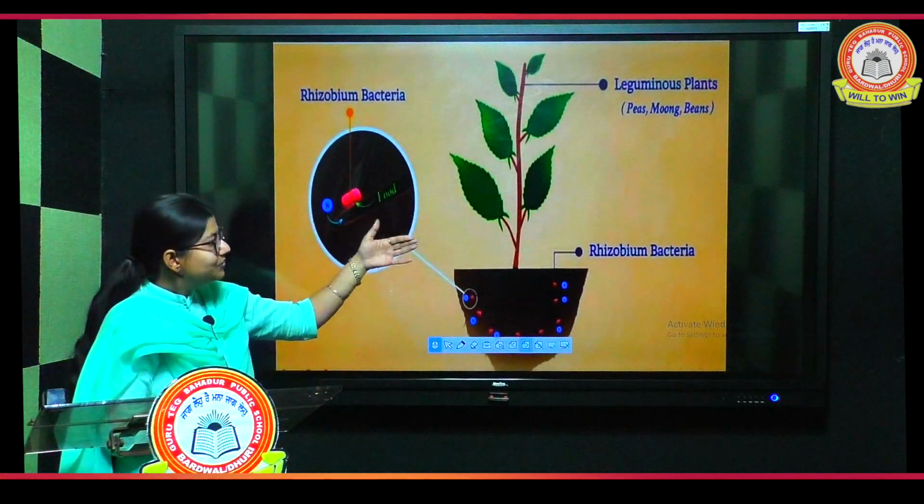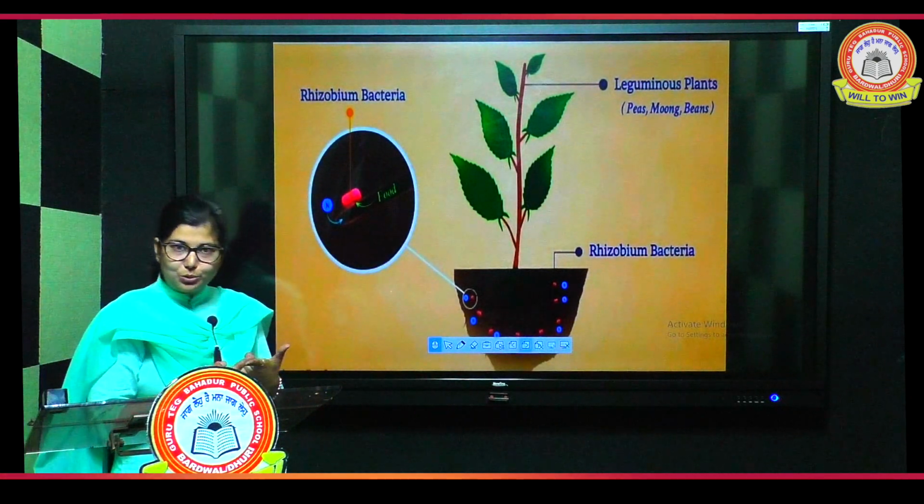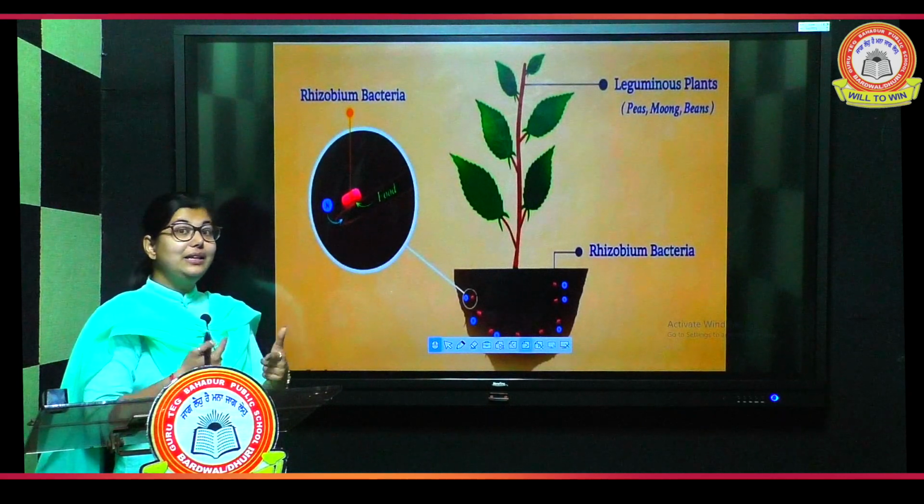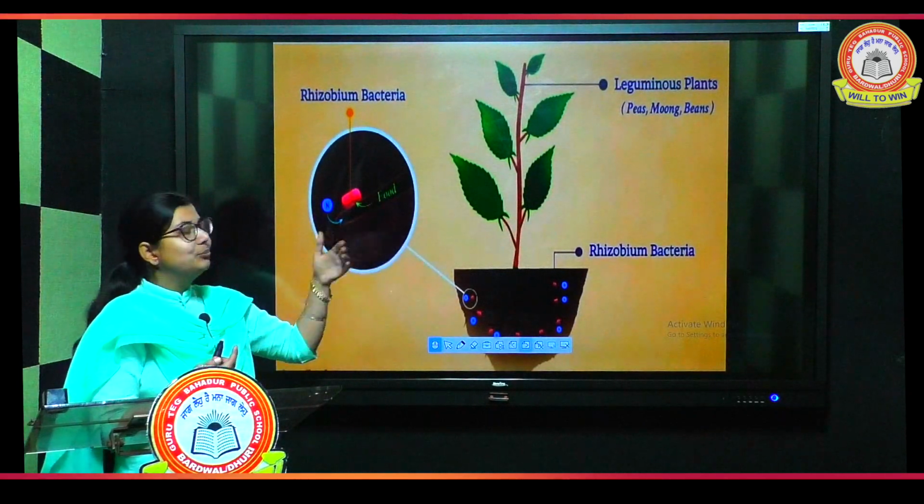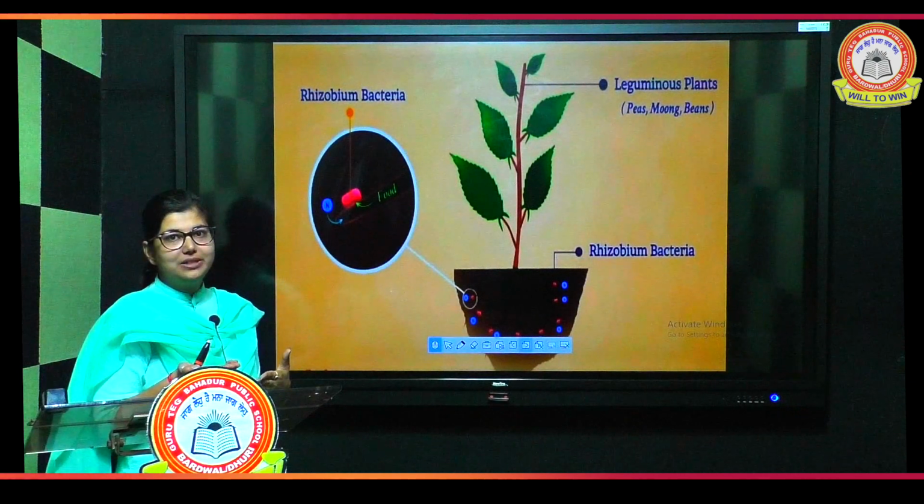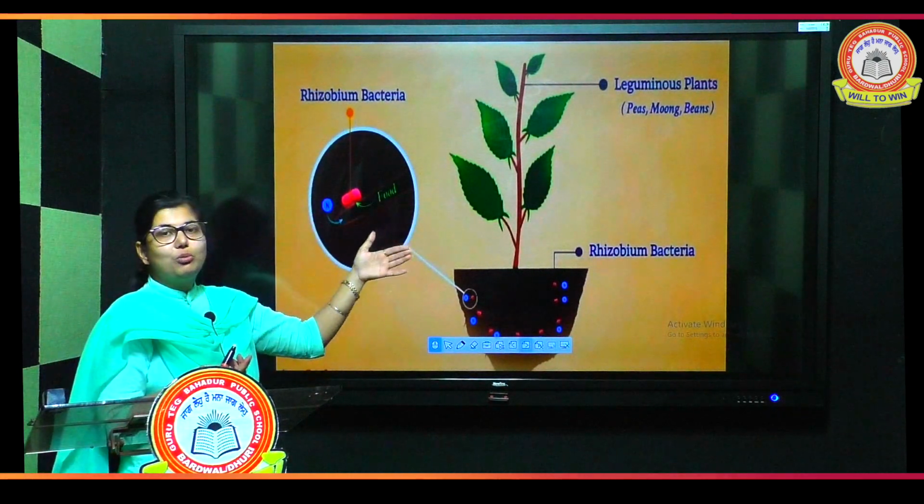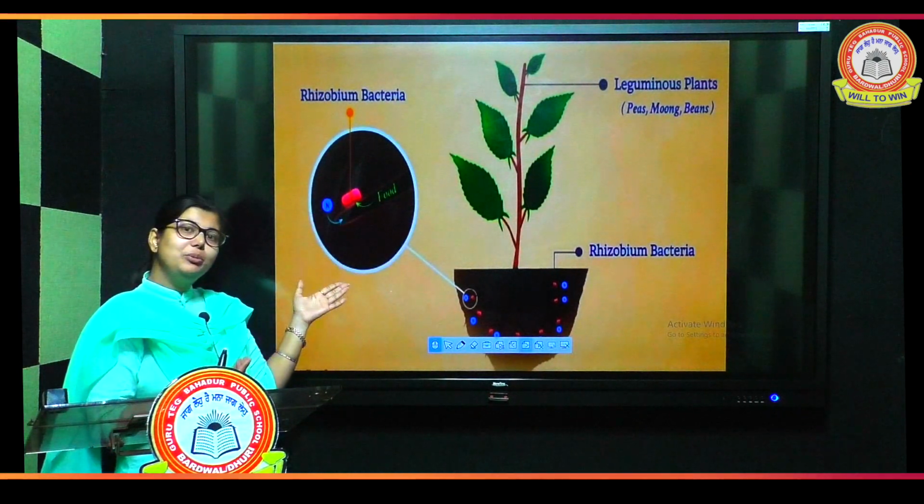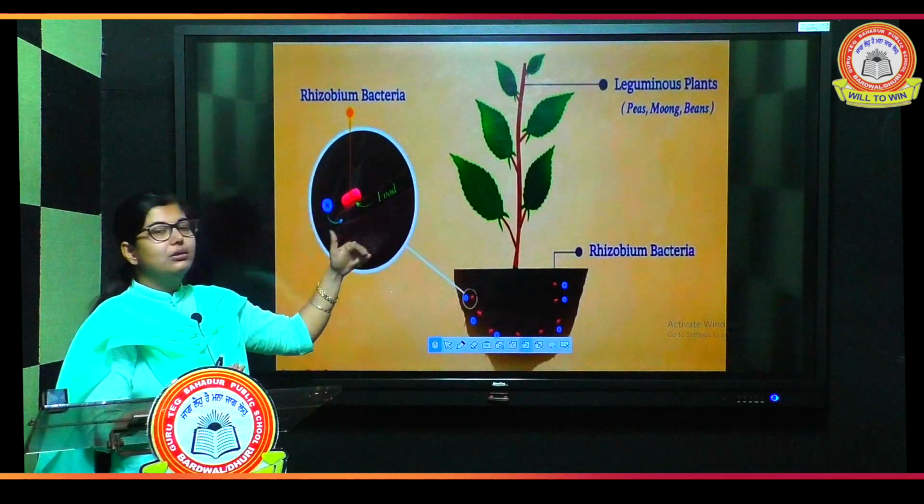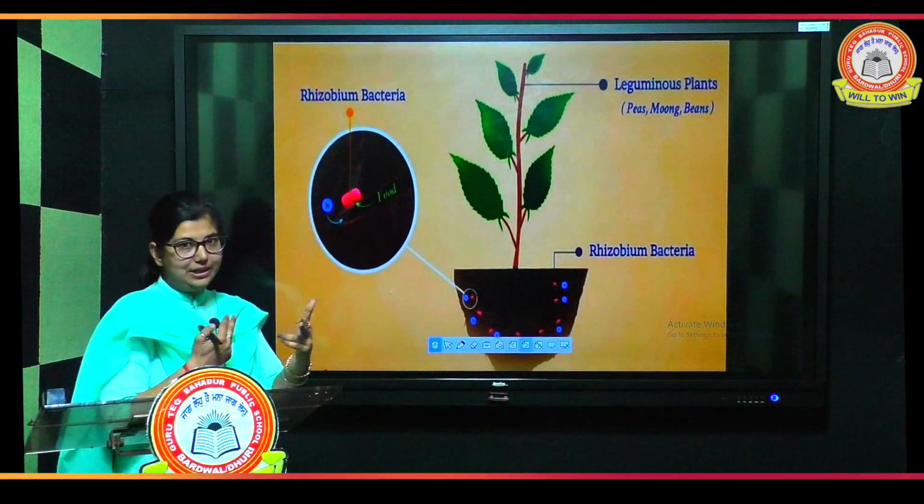Fine. So these Rhizobium bacteria provide the nitrogen to the green plants, and in turn, what do these plants provide to the Rhizobium bacteria? Green plants provide shelter and food to the Rhizobium bacteria. So this is how they go. They have a symbiotic relation, give and take. Fine.